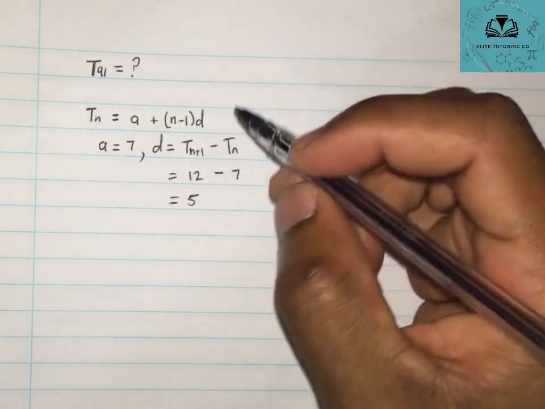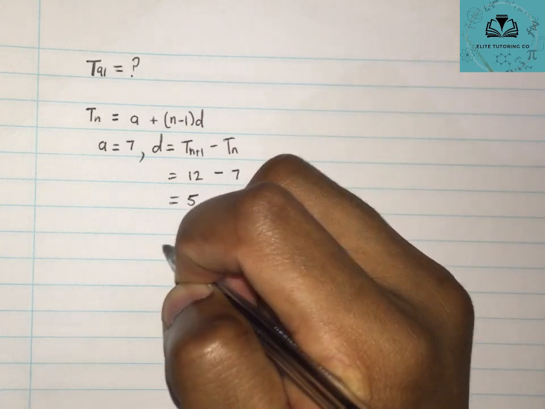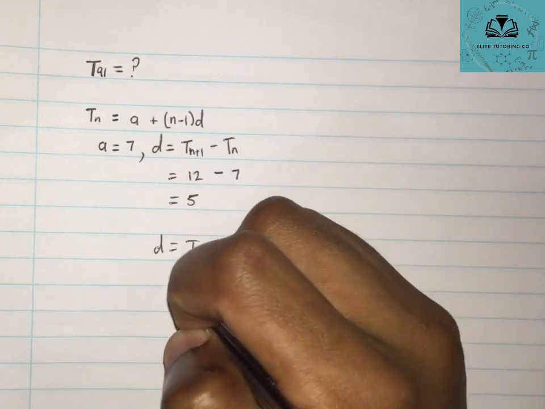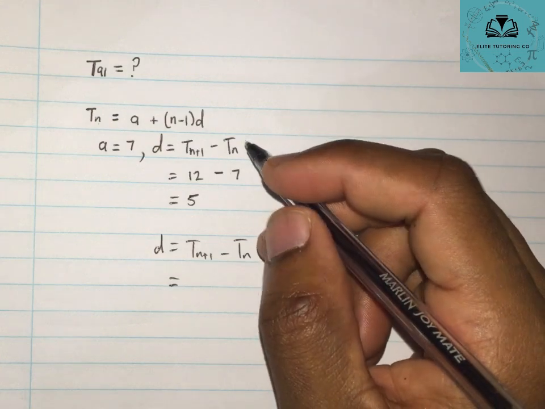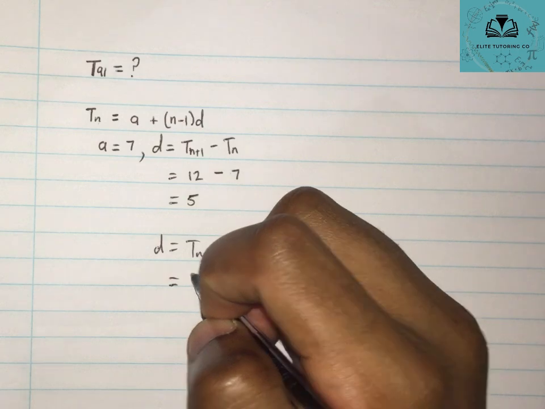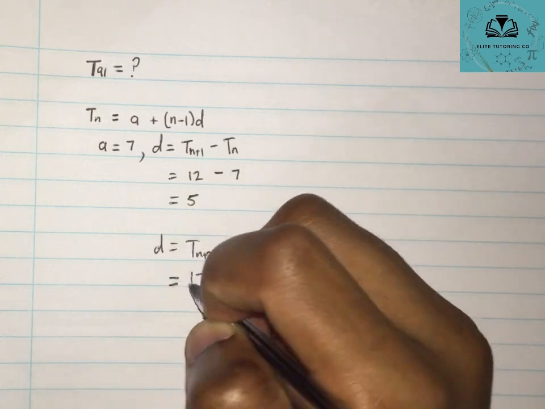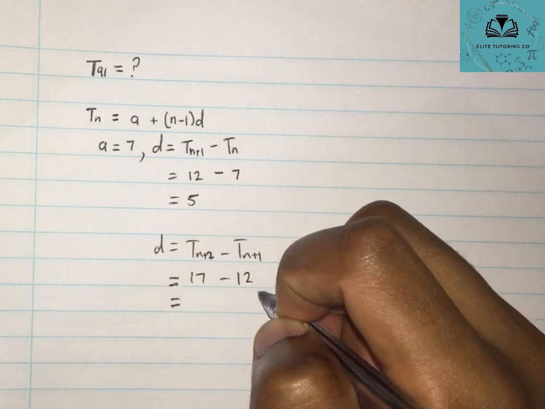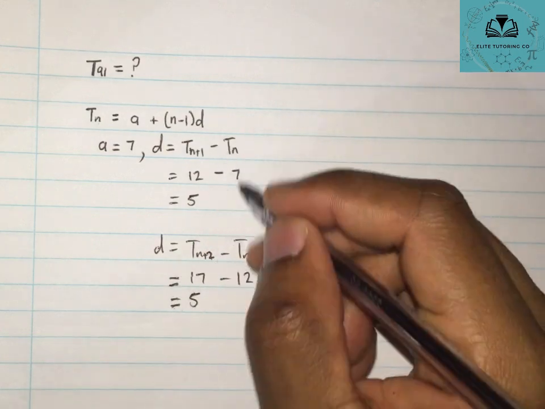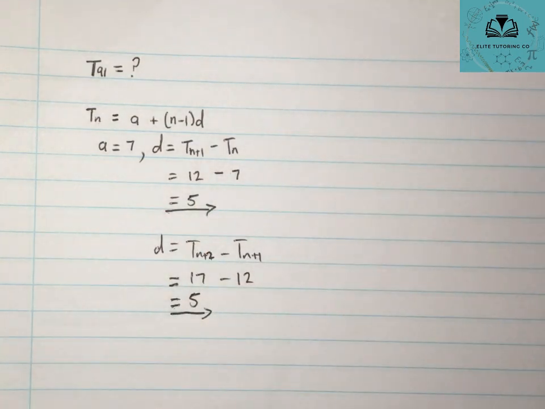Now you will notice, of course, that if you were to pick the other two consecutive terms, then you would have said that d is equal to t n plus 2 minus t n plus 1. Then you'll use 17 and 12, so 17 minus 12, and in that equation you're going to get 5. So even though you're using different terms, you're still getting the same common difference. So that's your common difference.